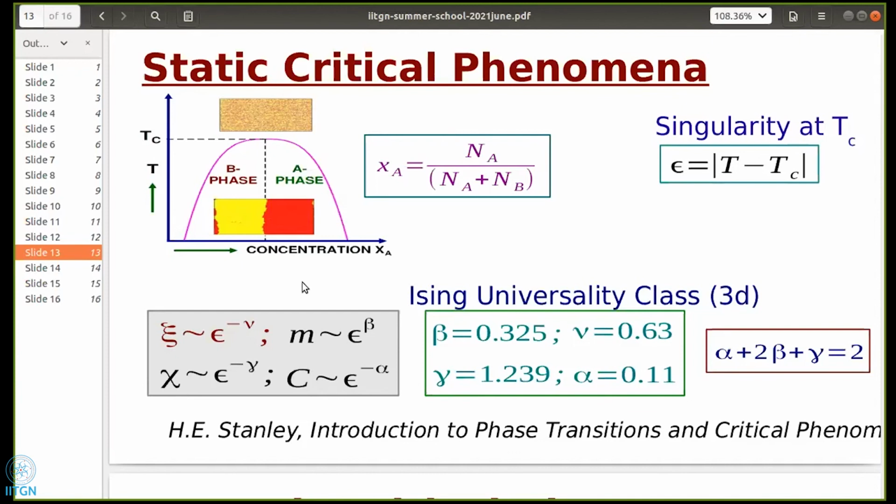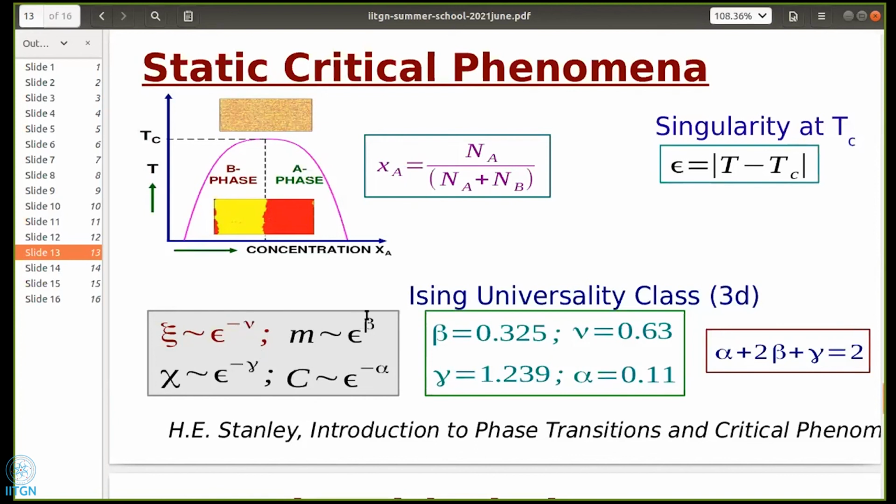The correlation length is a length scale which determines the strength of this kind of correlation. So it reflects the strength of the correlation. Now this correlation length actually diverges as you go close to the critical temperature, and it diverges with an exponent nu.